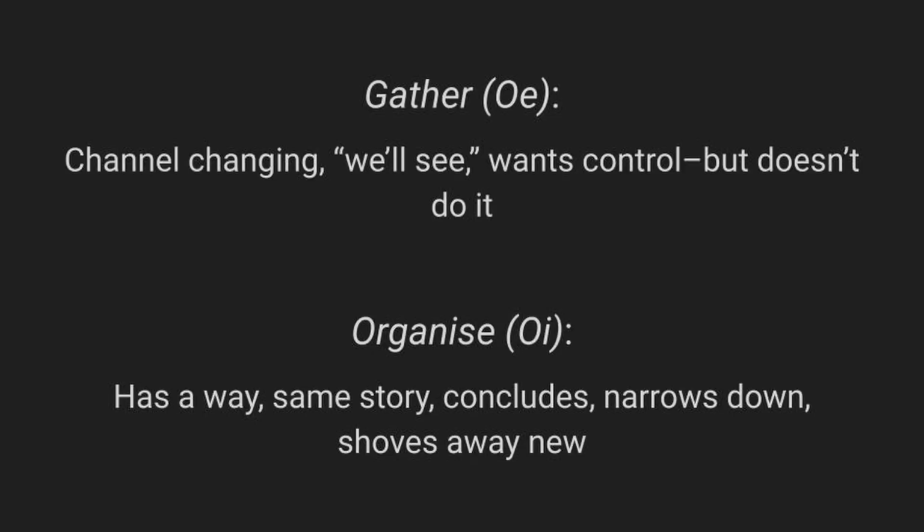So Savior OE is channel changing, will see, wants control, but doesn't actually do it. In comparison, Savior OI has a way, tells the same story, concludes and narrows down, and shoves away the new. As we already admitted, our bias was that Elizabeth would be Savior OE, and it was unfortunate that our bias was the same, so we kind of didn't correct each other that way.